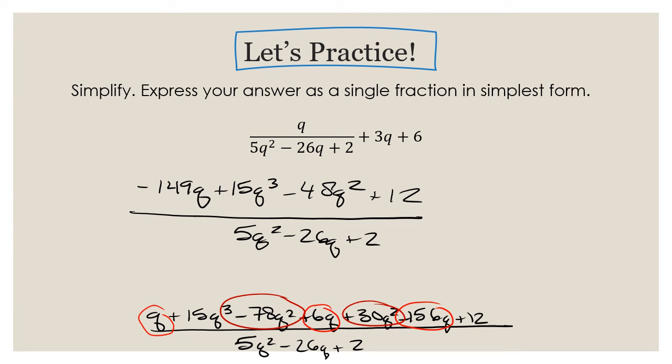Okay, now I just need to ask a question. Can I simplify this any more? Are any of these terms divisible by the same thing? Not all of the terms in the numerator are divisible by 2, and neither is the bottom. So this is actually going to be my final answer.